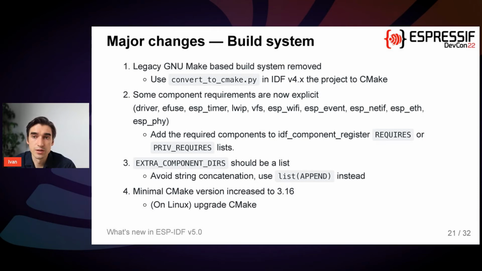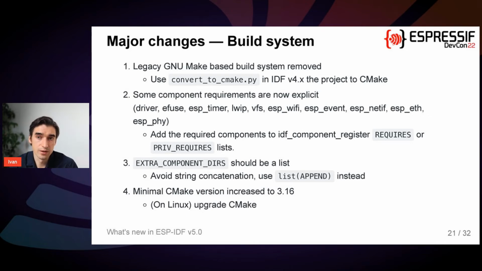Another couple of small changes that you're less likely to notice: the way the extra component directories variable is defined. In 5.0, this now has to be a CMake list. And actually, the reason for this change is that in 5.0, we are finally adding support for building IDF projects with spaces in the path. Previously, this was not supported, but for example, on Windows, it's very common to have a space in the username or a space in some name of some directory. So this change was necessary to support building with spaces in paths.